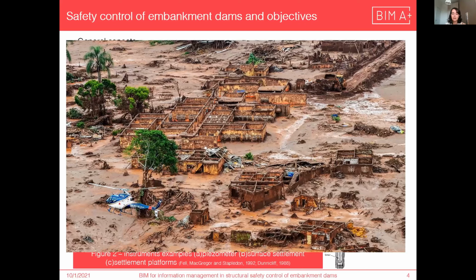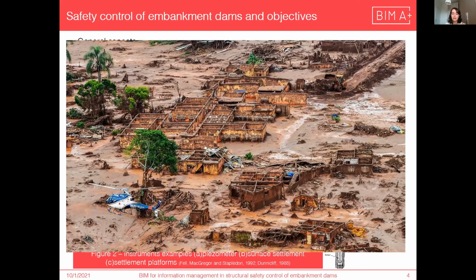But the main one. We have a lot of types of dams, but the main one that we have constructed around the world is the embankment dam. And to control the safety of these dams, we use 2 kinds of things: visual inspections and analysis of instrumentation.